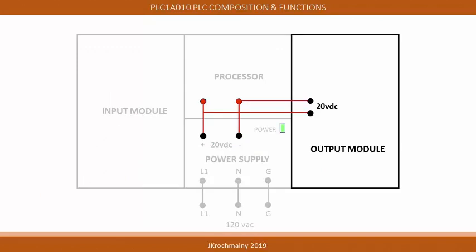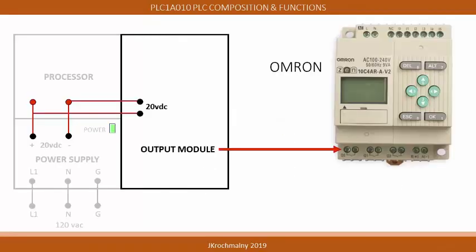The output screw terminals are located at the bottom of the Omron Zen PLC. Notice that the letter Q is labeled before the screw numbers, indicating output screws. The Allen Bradley PLCs have their output screw terminals identified with the letter O for output.